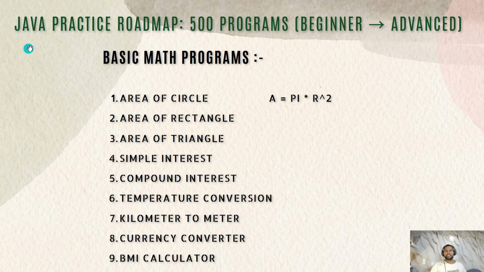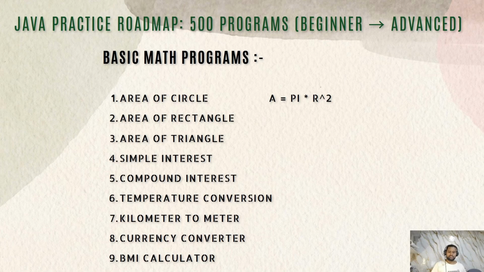Hello Java developers. In this video, we need to find out our third question problem answer. Area of triangle. How to find out? If you know the area of triangle's formula, you can easily solve this. What is the area of triangle? Area of triangle is equal to half into base into height.